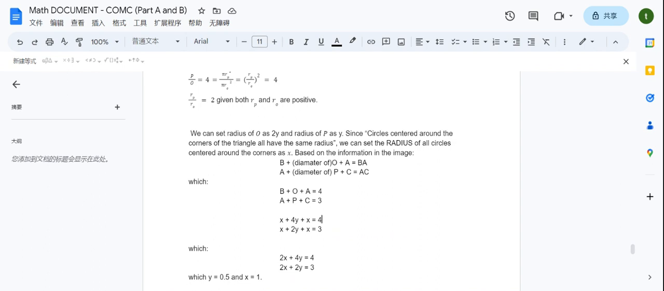So in this case, we're able to generate x plus 4y plus x is 4, and x plus 2y plus x is 3. Which becomes 2x plus 4y is 4, and 2x plus 2y is 3.